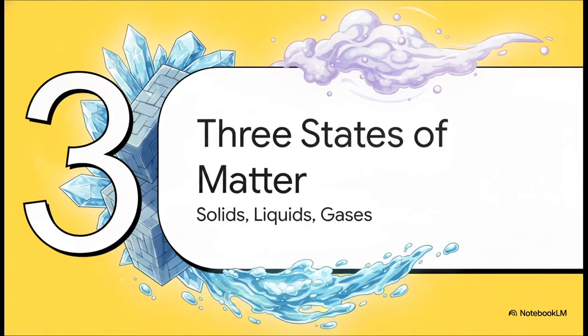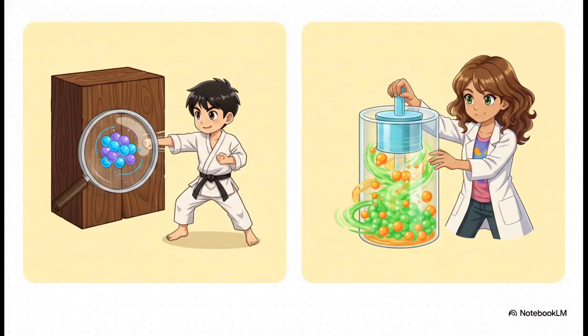Which brings us to Section 3, the 3 states of matter, solids, liquids, and gases. Let's zoom back out. How do those 3 microscopic rules create the physical world we actually interact with? Well, they give us our distinct states of matter. Let's contrast the 2 extremes, solids versus gases. In a solid, like a block of wood or your phone, the particles are super attracted to each other. They're packed incredibly tight with almost no space, making them rigid with a fixed volume.